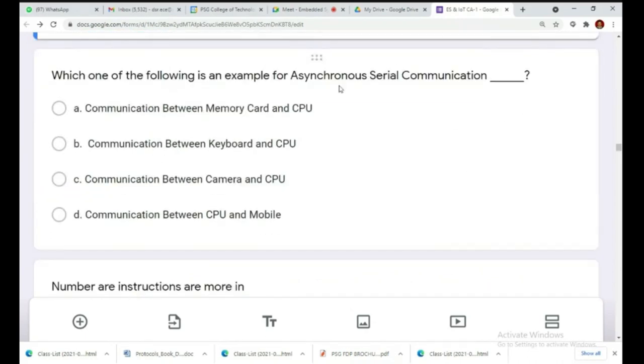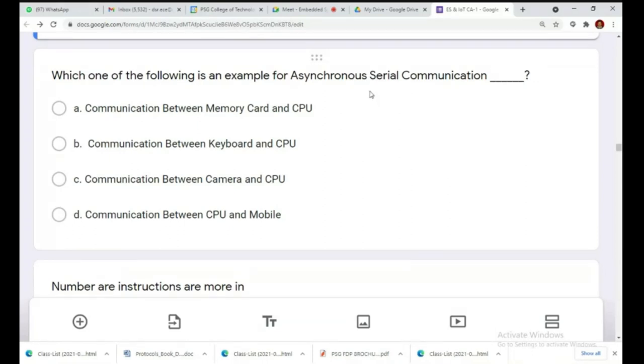Which one of the following is an example of asynchronous serial communication? Okay. Asynchronous serial communication means communication between keyboard and CPU. So communication between keyboard and CPU is a good example of asynchronous serial communication, because asynchronous serial communication means it is a random serial, random data transfer.